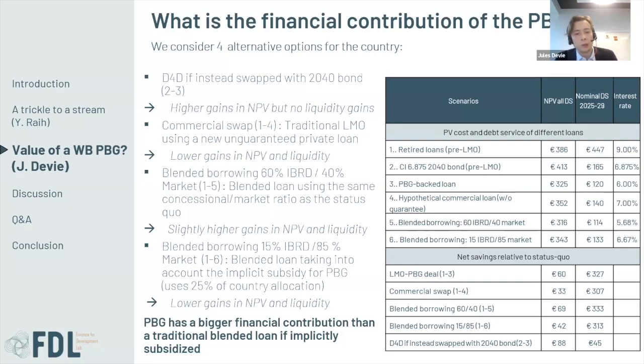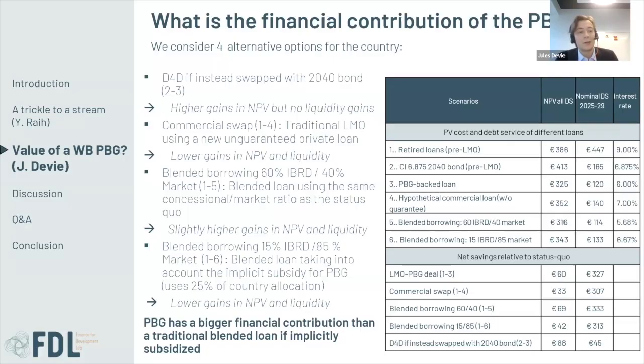The second scenario that we look at is a strictly commercial swap, so in a sense, a traditional liability management operation. In this case, there's no concessional guarantor, no MDBs that back the deal. It's strictly commercial. You swap old commercial loans for new commercial loans. And obviously, as you'd imagine, we see much lower gains in NPV and liquidity, because the whole advantage of a swap is that you have a guarantor that reduces the risk premium and attracts private investors at lower cost.